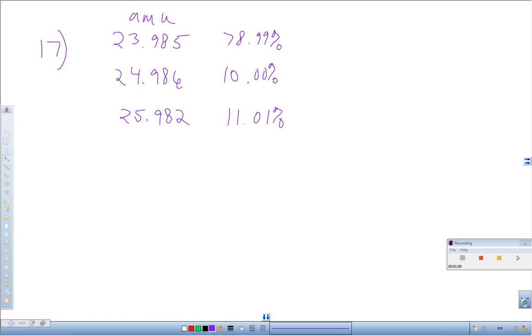Glance at this problem without even touching a calculator. Tell me what the average atomic mass is probably going to be. This is the most abundant isotope, and it has a mass of 23.9. However, you do have a little bit heavier ones here, so we're going to say it's going to be approximately what? I agree, 24. Okay, now let's do the math.